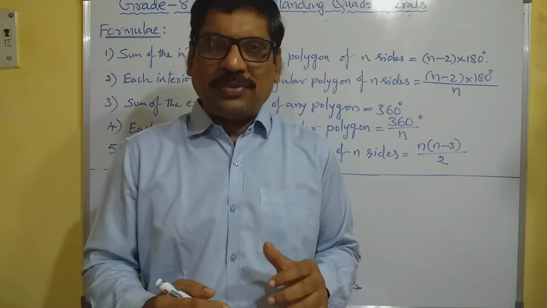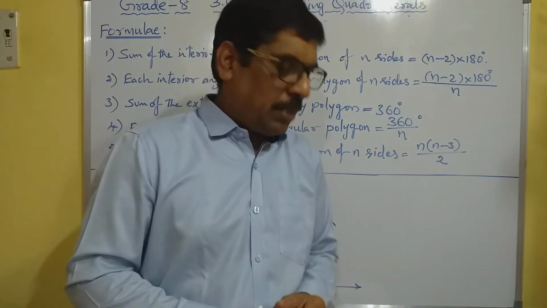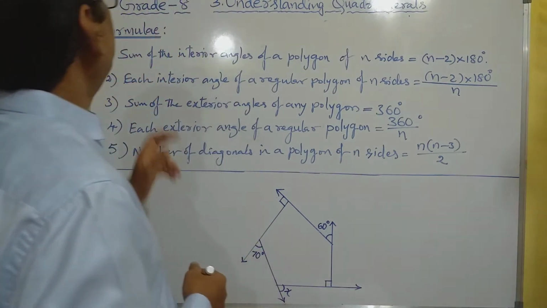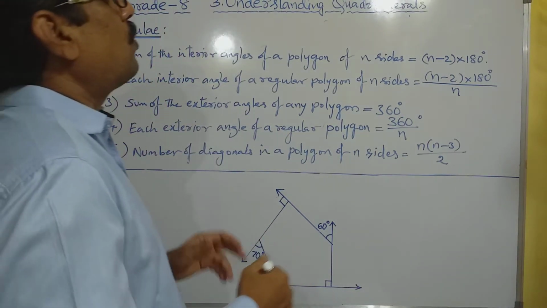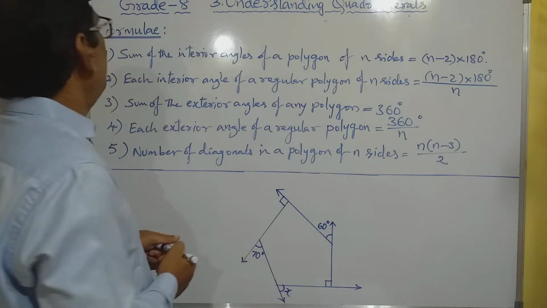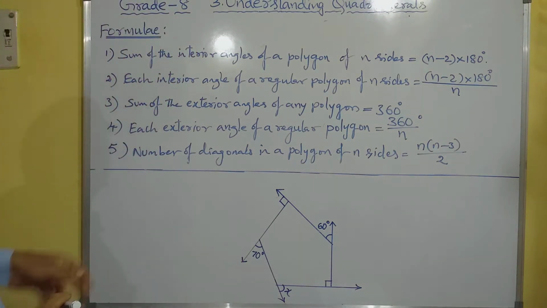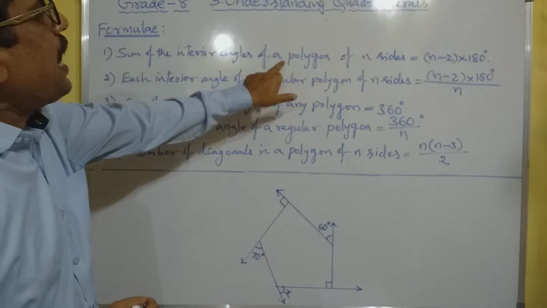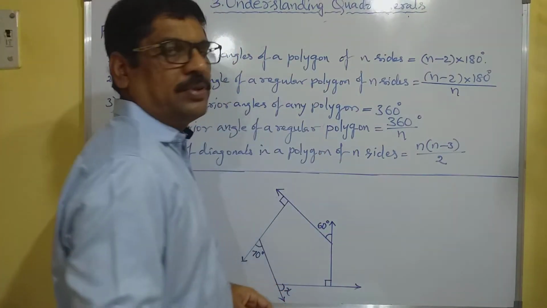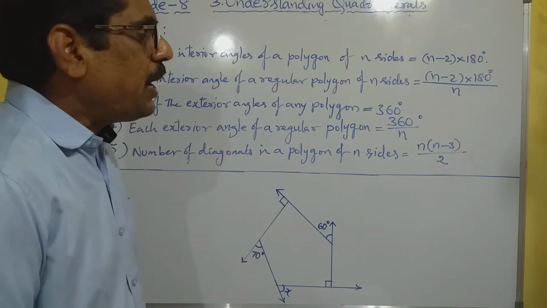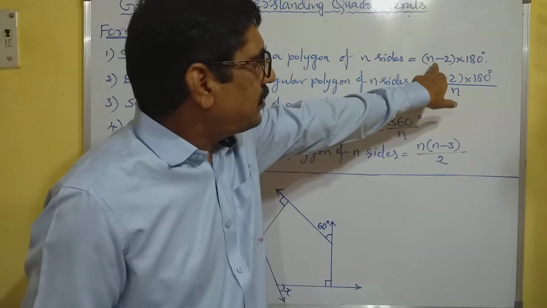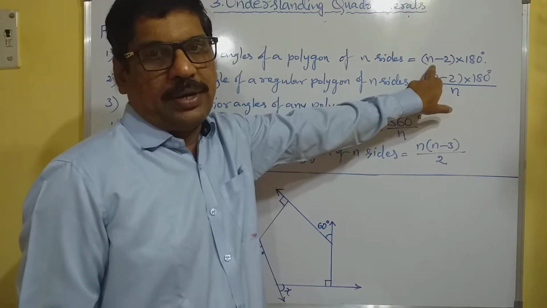Before we get into exercise 3.2 of the chapter Understanding Quadrilaterals, let us go through some formulae which are very helpful to solve the problems from exercise 3.2. Okay, now look at the first formula. The sum of the interior angles of a polygon of n sides is equal to (n minus 2) into 180 degrees. Here n is the number of sides of the polygon.